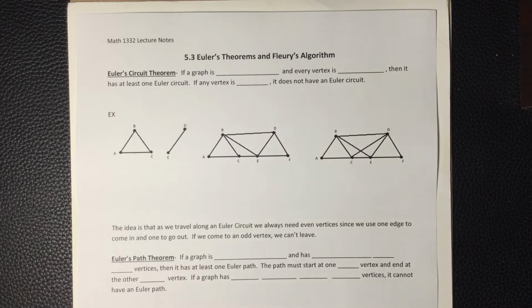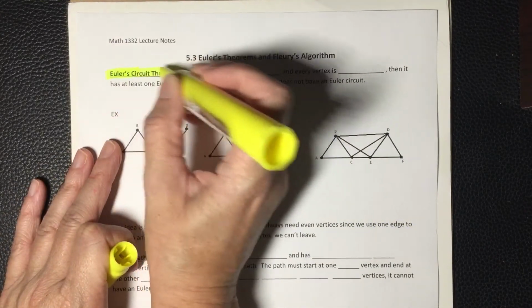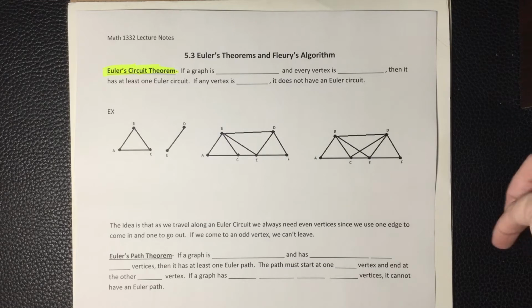So the idea behind an Euler circuit is that if we're looking for a solution to a street routing problem, like maybe you're the mailman that wants to drive down every street once and only once, if you can find an Euler circuit, then you have solved that problem. Sometimes graphs don't have Euler circuits. So here's a theorem to show us what to look for.